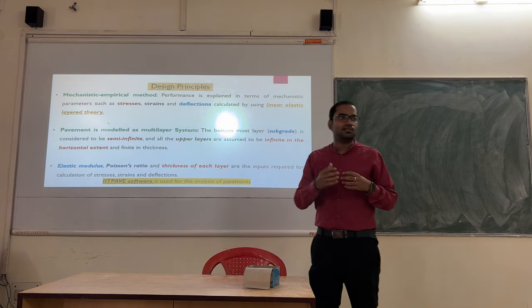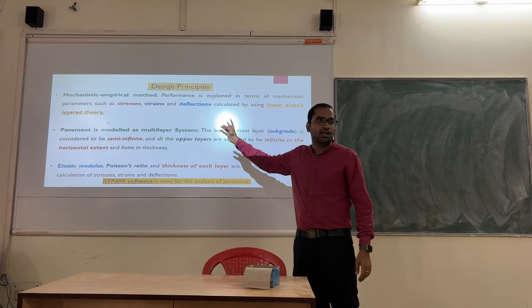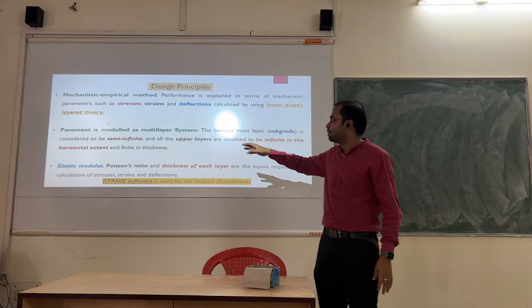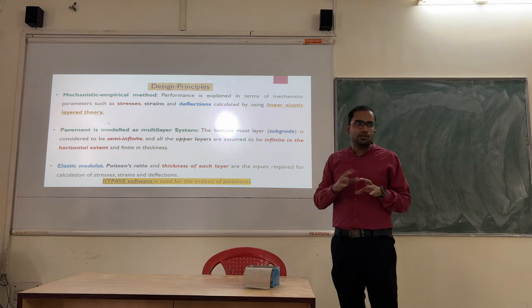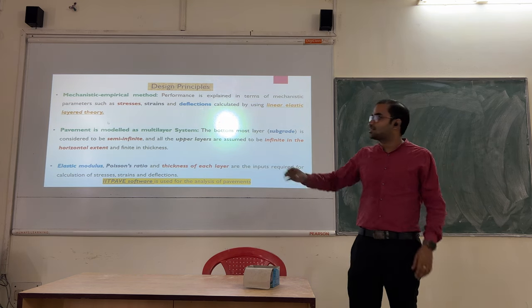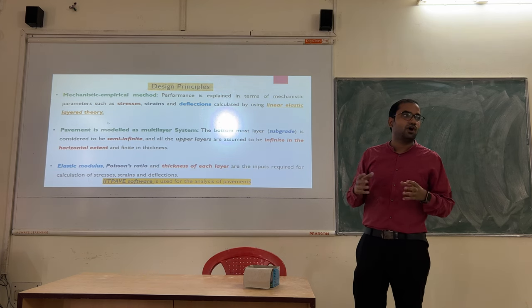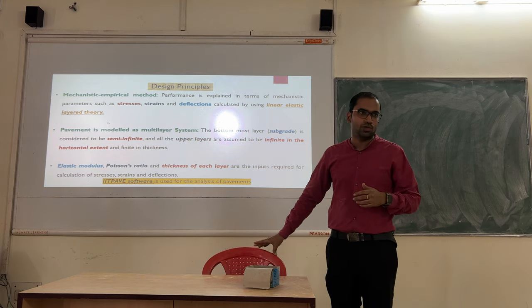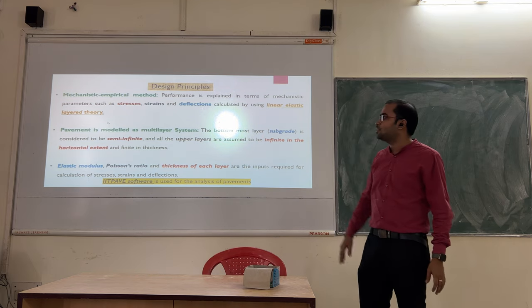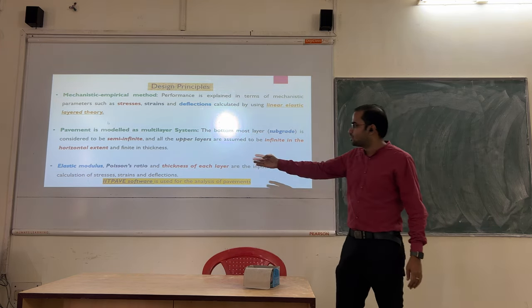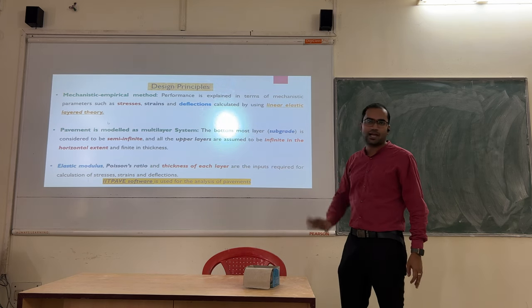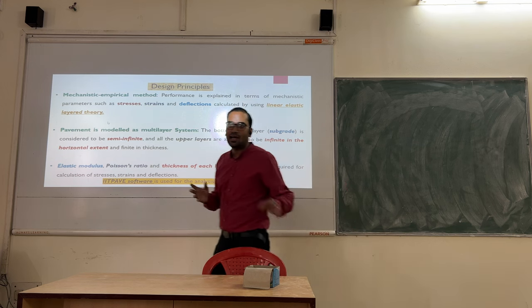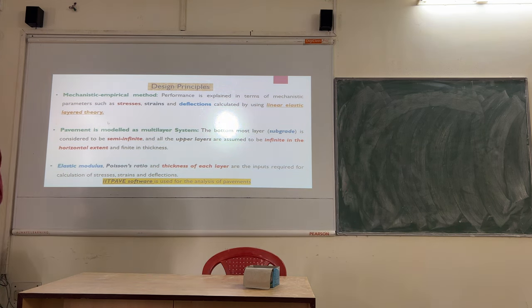And what are the criteria you are calculating? Stress, strain, deflection. We are checking these three parameters basically. We all know that pavement is a multi-layered structure, and in that structure the subgrade is considered semi-infinite, because you don't know the depth or how far it can go, because there is an embankment also. That's why in design it is considered semi-infinite. Elastic modulus, Poisson's ratio and thickness of each layer are the inputs in the calculation of stress, strain and deflection, which I have also shown in previous classes related to the IITPAVE input parameters. You input the layer thickness, the elastic modulus, and the Poisson's ratio.